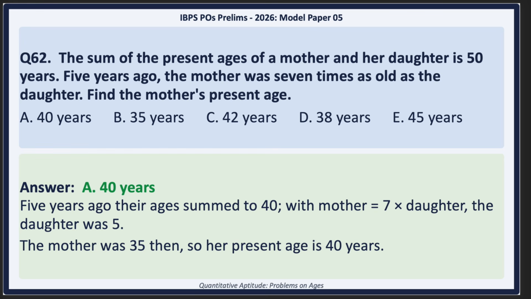Correct. And back then, the ratio was 7-to-1, meaning 8 parts total. So 40 divided by 8 parts means 1 part equals 5 years. So the daughter was 5, the mother was 35. Right, and then bring the mother back to the present day by adding 5, and she is 40. Oh, this next one, question 63, is highly practical.